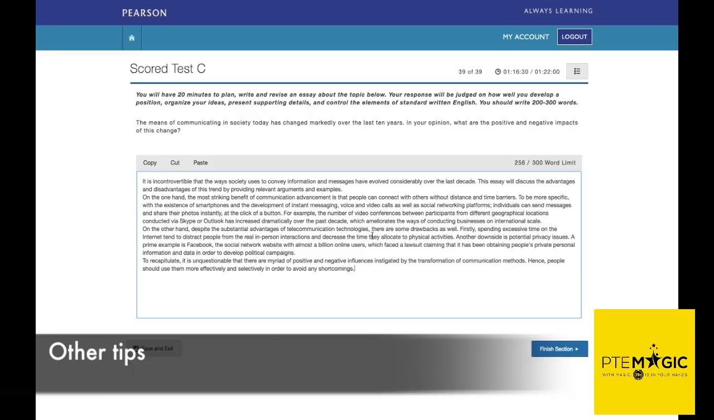Okay, and if you have some vocab, some words that you use frequently, I recommend you to prepare some synonyms in advance so that you don't repeat the same word twice or three times. It can decrease your vocab score.